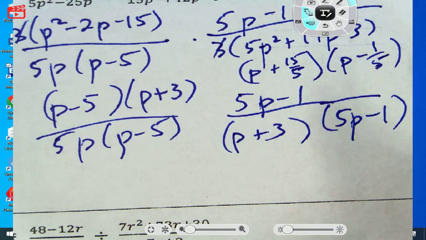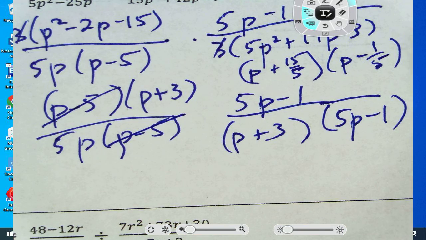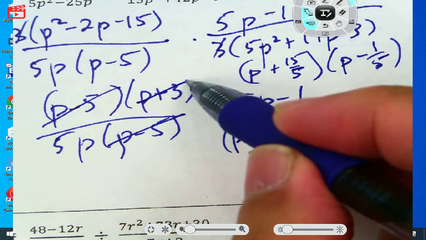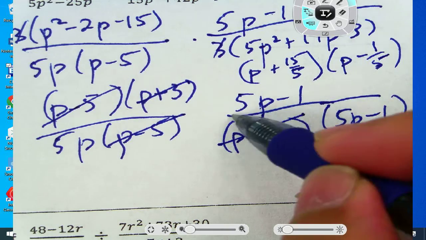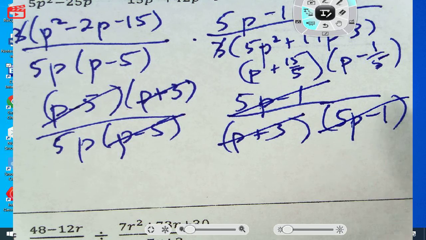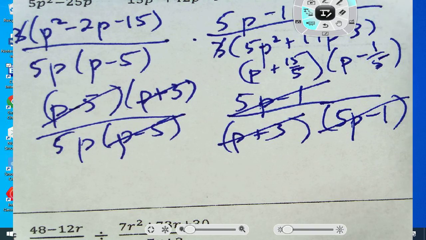Alright. So p minus 5 cancels p minus 5. P plus 3 cancels p plus 3. 5p minus 1 cancels 5p minus 1. Wait, what did you say, Cameron? Okay, so remember, if there's nothing left... 1 over 5p. Yeah. All right.